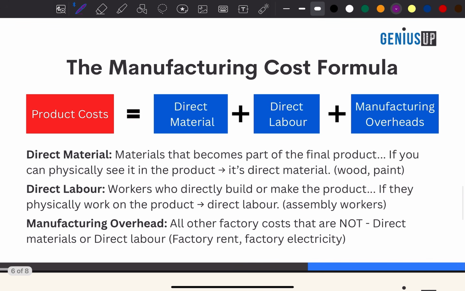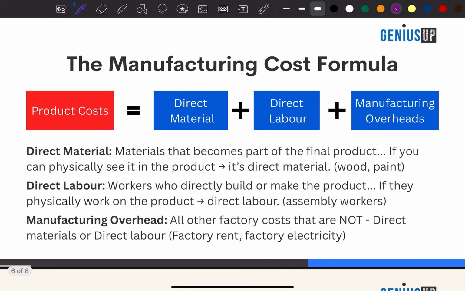And then I just want us to dive deeper into the idea of product cost, right? Because at the end of the day, in management accounting, we really want to be able to cost our products correctly. Like I said, if we can cost our products correctly, we're able to set a correct price and we're able to calculate profitability much better, and we'll make better decisions. So this is the manufacturing cost formula, or the product cost formula.